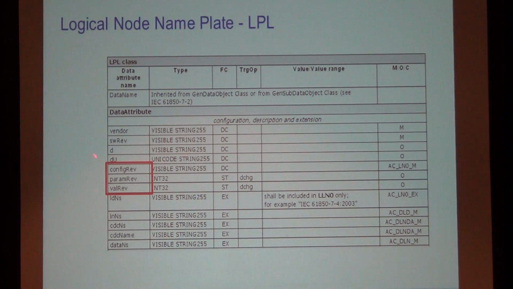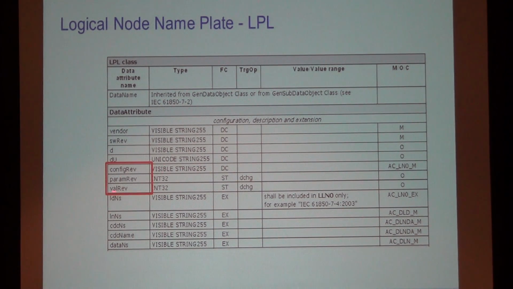The parameter revision tells you if in fact somebody has gone in and changed a setting. So if there's a setting change in the device, for instance, the trigger points on an instantaneous overcurrent protection block have changed, the parameter revision will increment. That tells you there's a new value in here. So this tells you that there's something different in that device. If your application cares about that, you can detect those kinds of changes.